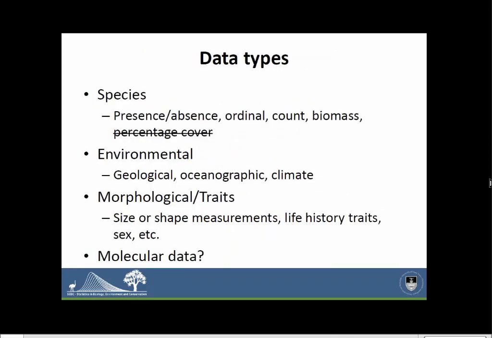The mvabund package is still being developed, new methods and new ways of analyzing the data are being developed every year. So currently, it can be used on all these different data types except for percentage cover. And hopefully they will include that in future.